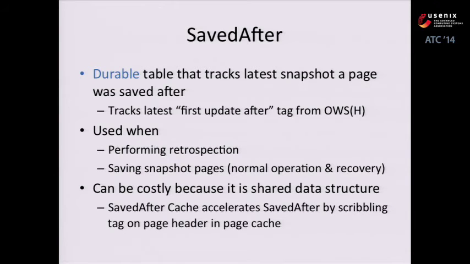And when updates commit, you have to modify saved after if you save a pre-state, because then saved after has changed. That's like making a new tag in OWS. So saved after can be costly, because this is a shared data structure which is both read and written. So we have a cache which accelerates saved after by scribbling this tag inside pages in the page cache. There are some details about this in the paper.